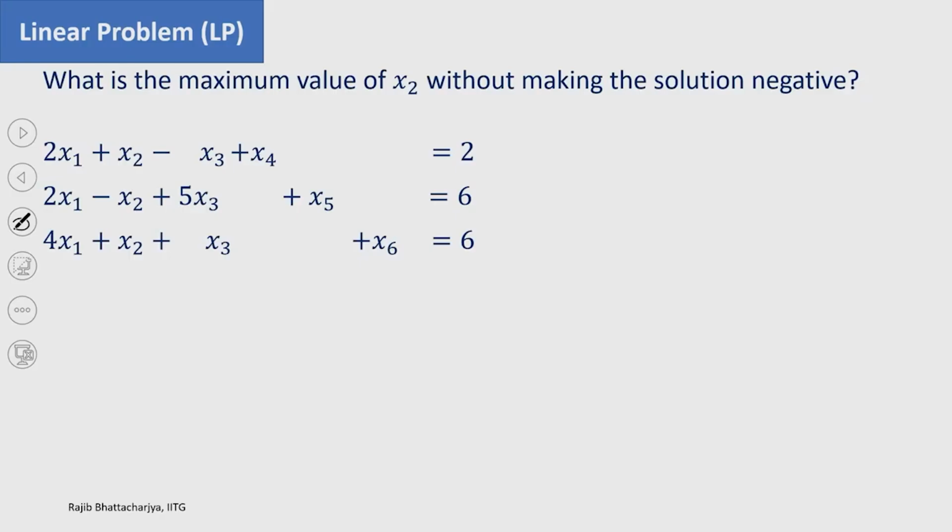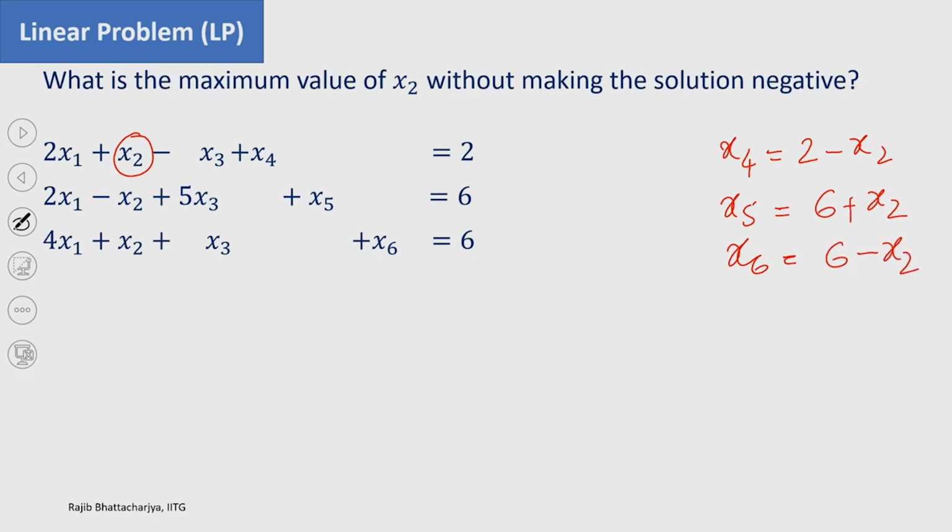Before discussing the rule, let us see this: I would like to make x 2 a pivoting element. So, what will be the value of x 4? x 4 will be equal to 2 minus x 2. Here x 5 equals 6 plus x 2, and x 6 equals 6 minus x 2. Sorry, this will be positive.